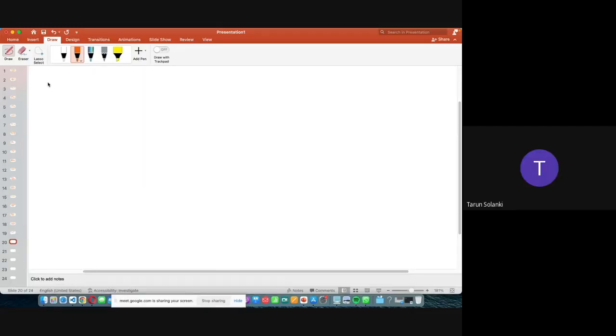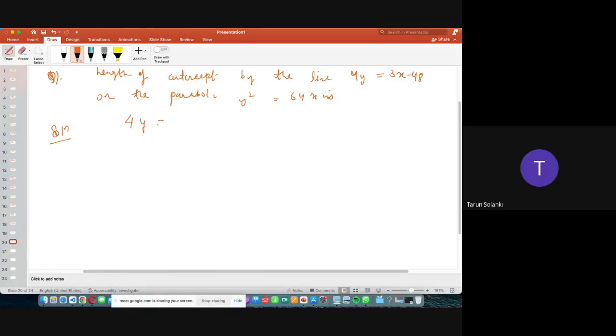Okay, now let's solve one problem. Length of intercept by the line 4y is equal to 3x minus 48 on the parabola y square equals 64x. Okay. So let's solve this problem. So your 4y is equal to 3x minus 48. So m is 3 by 4, c is minus 12, right?